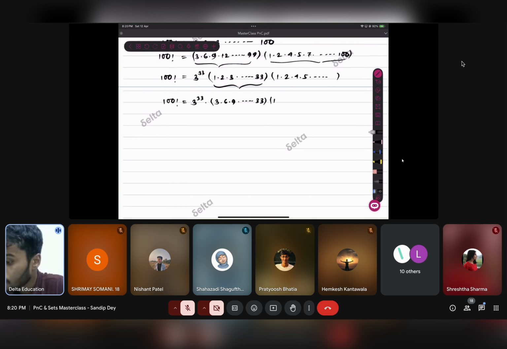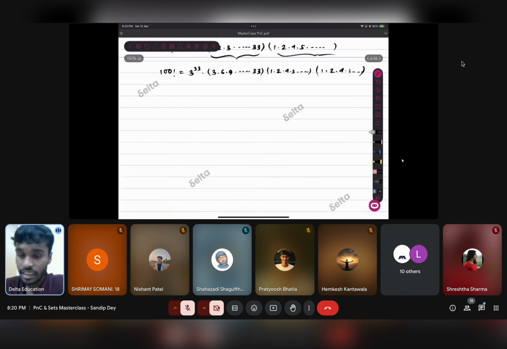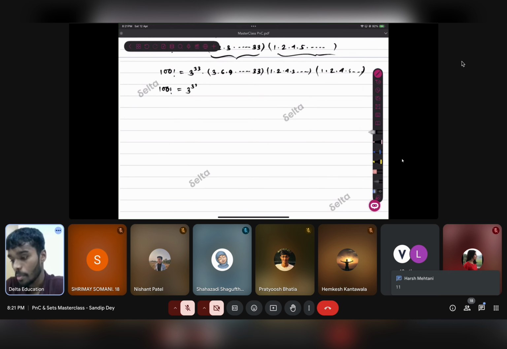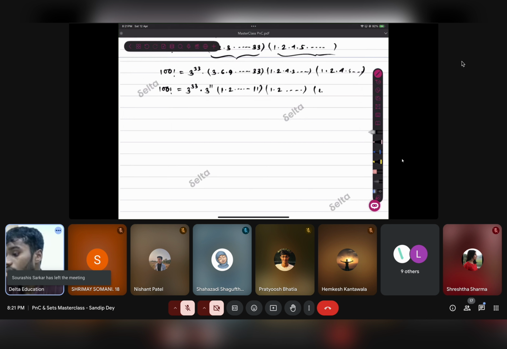And also I will get some terms that are not multiples of 3: 1, 2, 4, 5, and so on. I will also have these terms. Then again, I can do the same thing here. I can divide all of these terms by 3 and take the power of 3 outside. So if I do this, how many terms are there now? 11. So there will be 11 terms. So I will get again 3 to the power 11 here, and I will get 1 multiplied by 2 all the way up to 11. And again I will get these other terms, 1, 2, and so on. That doesn't matter to me for finding the power of 3.